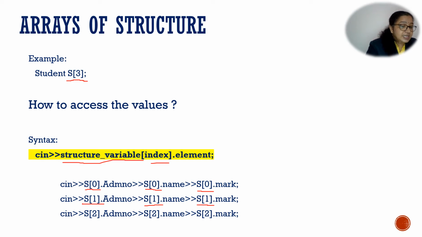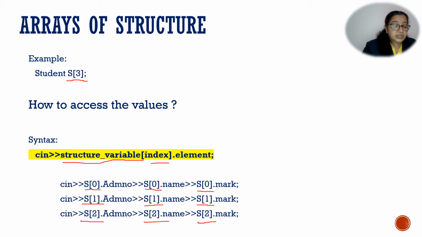Okay, then the third student: S of 2 dot admission number, S of 2 dot name, S of 2 dot mark. Understood now? This is the way of inputting. Where we want to put the index number, the structure variable is the array. So at the structure variable, we use the square bracket index number, dot, element name.